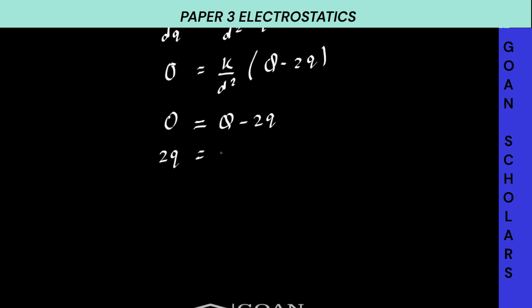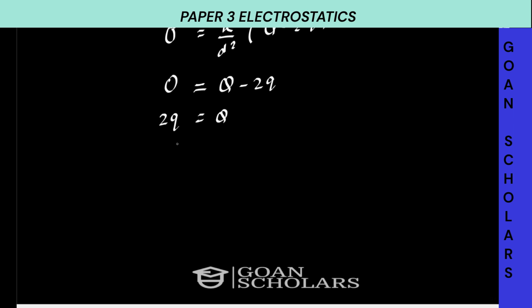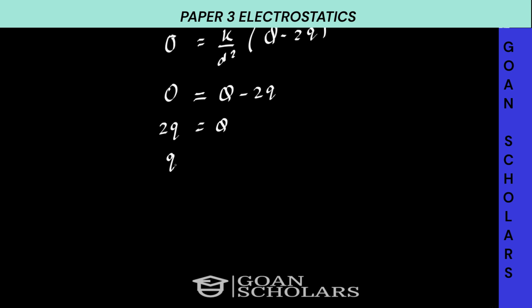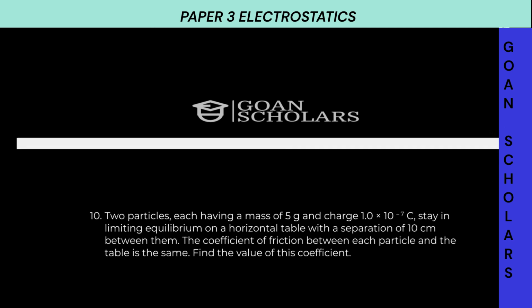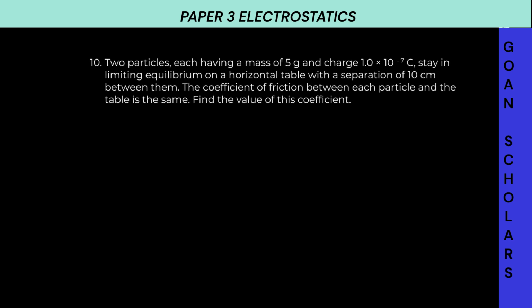Now taking this 2q to the left hand side, 2q must equal q, and if I divide this, it will become how much? Q is equal to q by 2. So each must get a charge of q by 2 to get our force maximum. Great. Let's move to our next question.